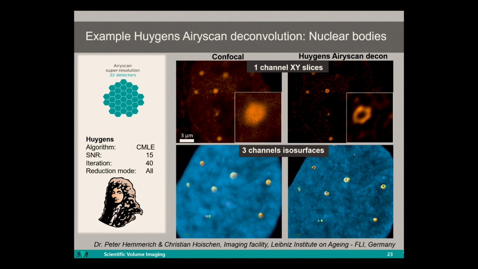You see that in the one-channel XY slice at the top. If we render these objects, and we in fact render 3 channels, so we have a DAPI channel and this orange channel from the top, which is depicted in yellow below, we see again the donut structures. So a clear difference after Huygens Airyscan deconvolution as compared to the Confocal data.